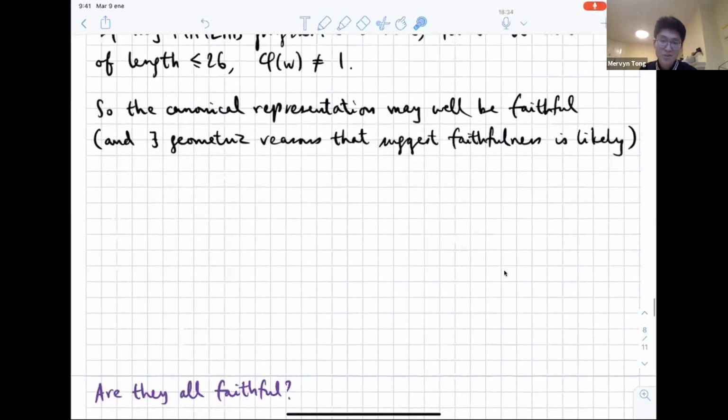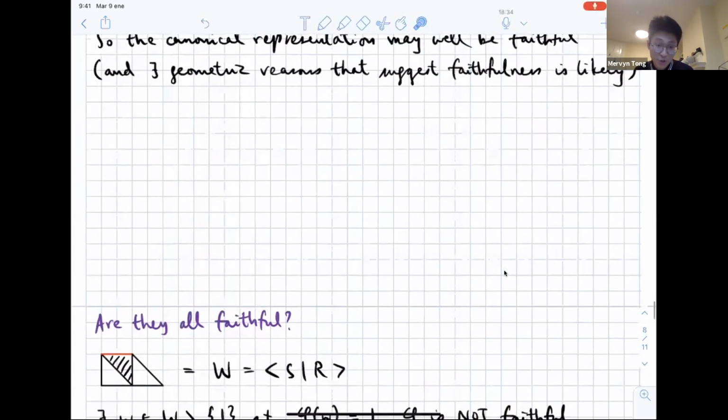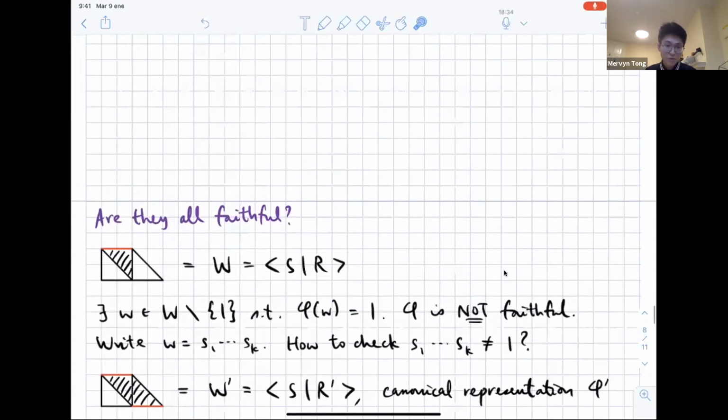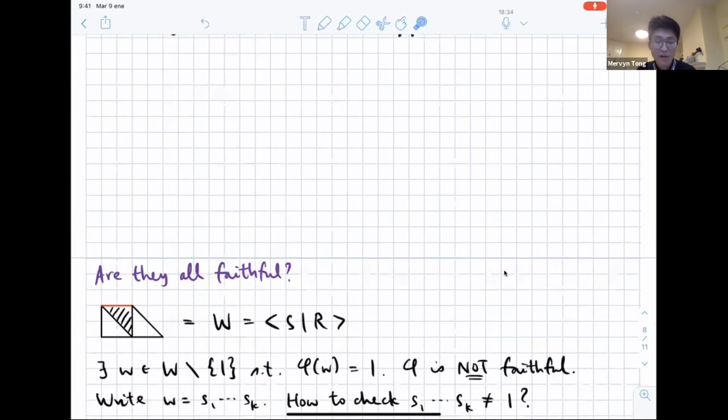So you might ask, could it actually be that all of these representations are just faithful? And the answer to this question is no. If we consider this group here, my MATLAB program did actually find an element that wasn't trivial, but was sent to the identity element. And therefore, this would imply that phi is not faithful. But of course, we have to check that this element is not actually the identity element in secret.